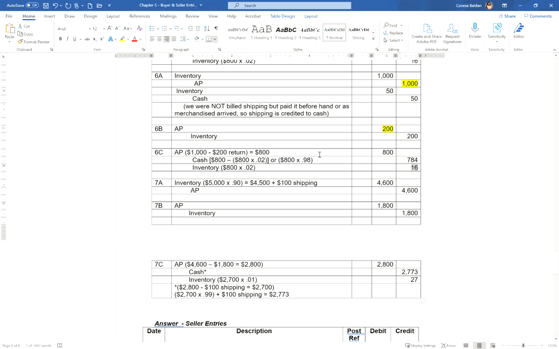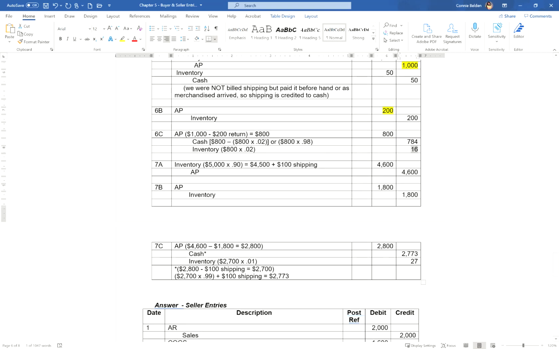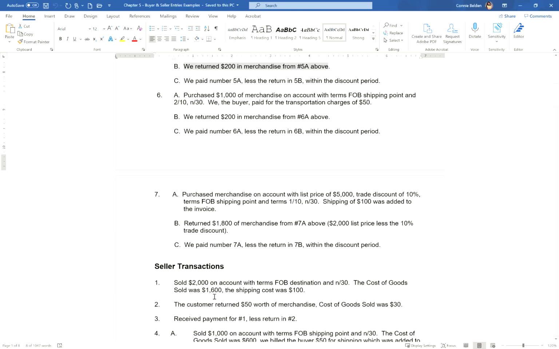Okay, so that deals with the various shipping costs that you might handle as far as free on board destination and free on board shipping point. Okay, let's take a look at number 7.